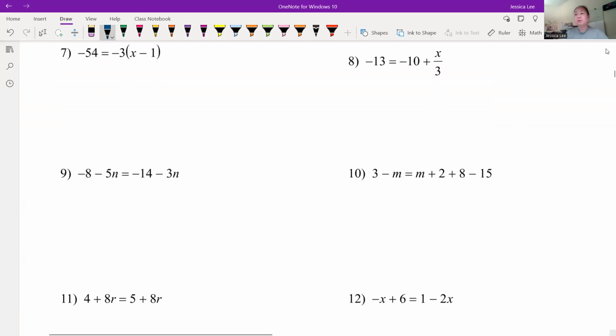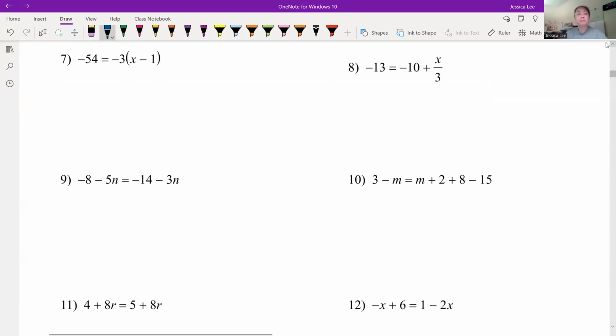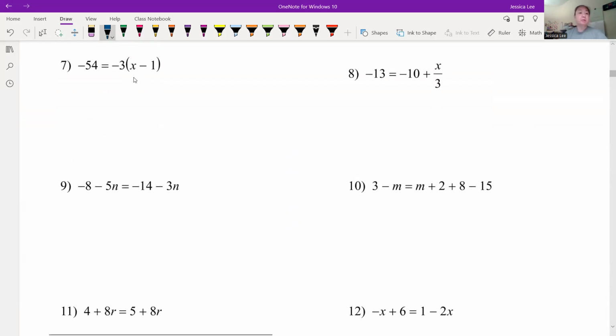All right, number 7. If you look at number 7, we have parentheses. Okay, there's 2 ways to get rid of this parentheses. One is to distribute. Most people would do that. The other is to divide. You can decide. Usually, though, the only reason why I would do divide first is if 3 goes into 54 evenly, because if not, I'm not dealing with fractions. Okay, I would rather deal with that at the end. Not that I don't like fractions, I'm just saying it's less work to not deal with the fractions.